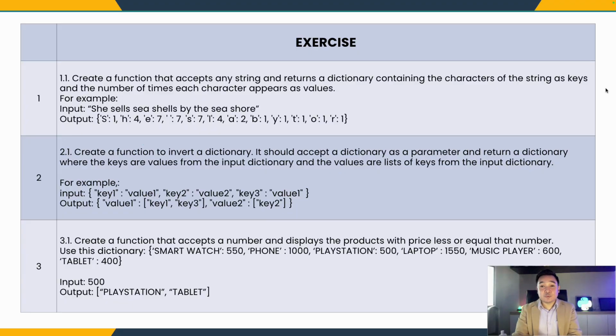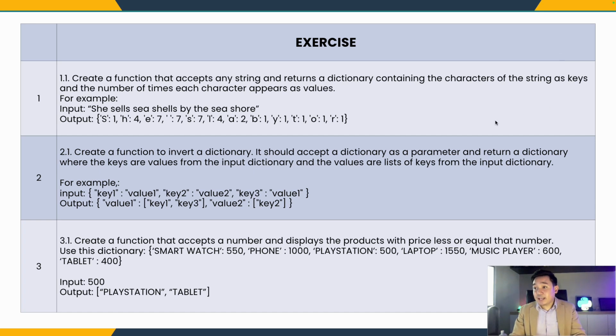Now it's time for you to practice what you've learned. Here are some exercises you can use to test your understanding of dictionaries. I have here 3 exercises, but the first exercise is what you've done earlier, so we don't need to do that anymore unless you would want to try it with a different approach, or maybe try it with a different string. But I'll read it out anyway. Create a function that accepts any string and returns a dictionary containing the characters of the string as keys and the number of times each character appears as values. So the input here is actually identical to what we have already done in the last part of the video.